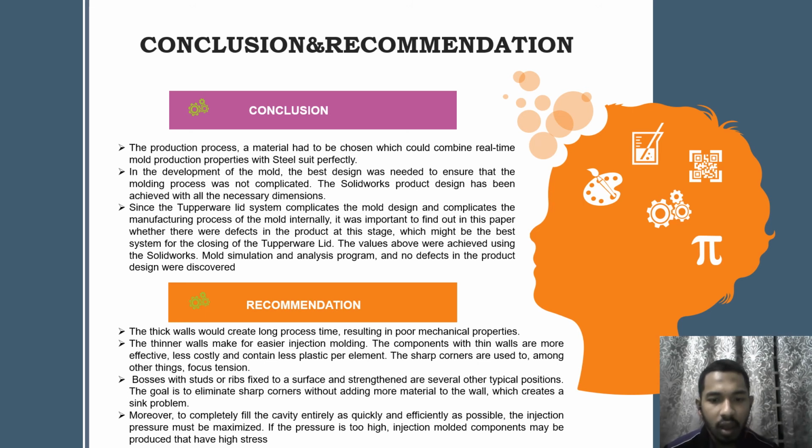The sharp corners are used to, among other things, focus tension. Bosses with a stud or rib fixed to a surface and strengthened are several other typical positions. The goal is to eliminate sharp corners without adding more material to the wall, which creates a sink problem. Moreover, to completely fill the cavity as quickly and efficiently as possible, the injection pressure must be maximized. If the pressure is too high, injection molded components may be produced that have a high strength.